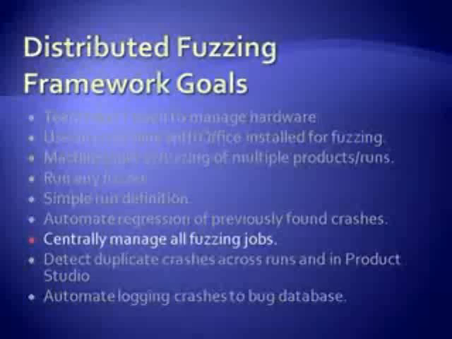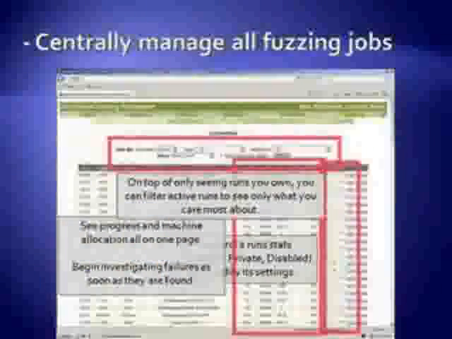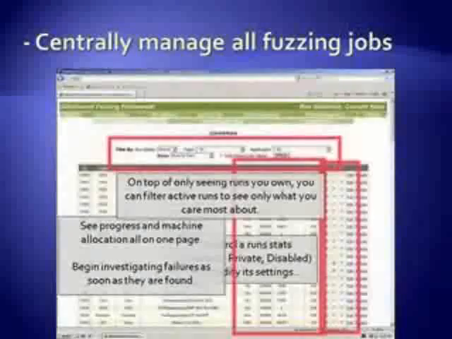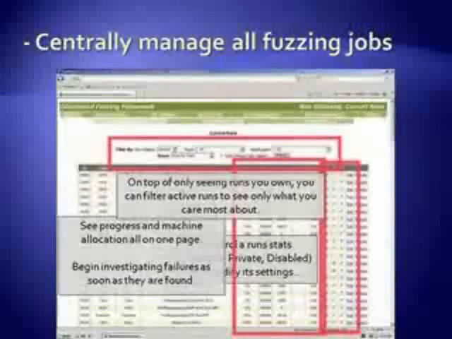So the next goal, centrally manage all fuzzing jobs. Obviously we have a big web presence to manage just about everything about the system, but here's a look at the current runs page, which lists out what work is going on. What I see as a user for the Access team is just Access. I don't see everybody else. It looks like this is my private system. Now, Tom would see everybody's and can monitor the progress that's going on in the system. And we even added some additional filters to help you better see what's going on.